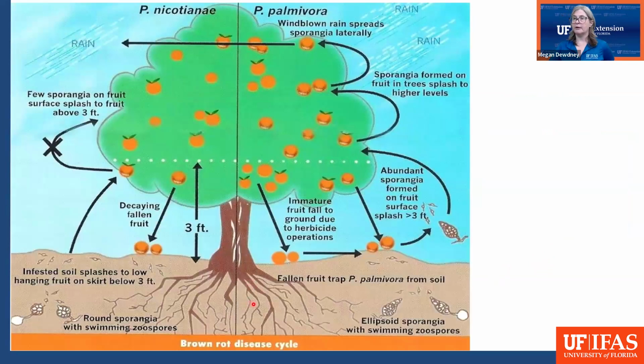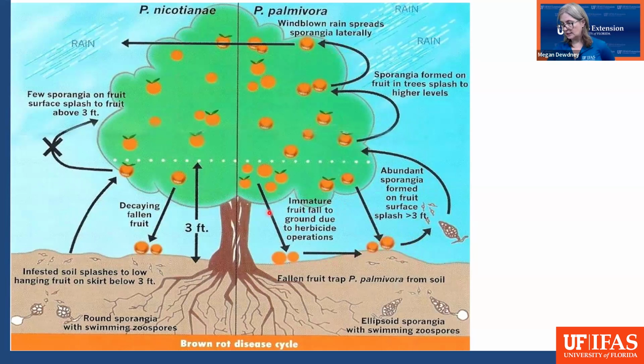When we're looking at the brown rot disease cycle, as we talked about, we get the spores coming from the soil. They're affecting these fruit on the ground. They're falling for all kinds of reasons, herbicide, HLB, what have you. You get the spores on the ground, and if it's palmivora, you get abundant sporangia being formed, and they can splash greater than 3 feet. And then are able to actually go up into the canopy and spread throughout the whole canopy.